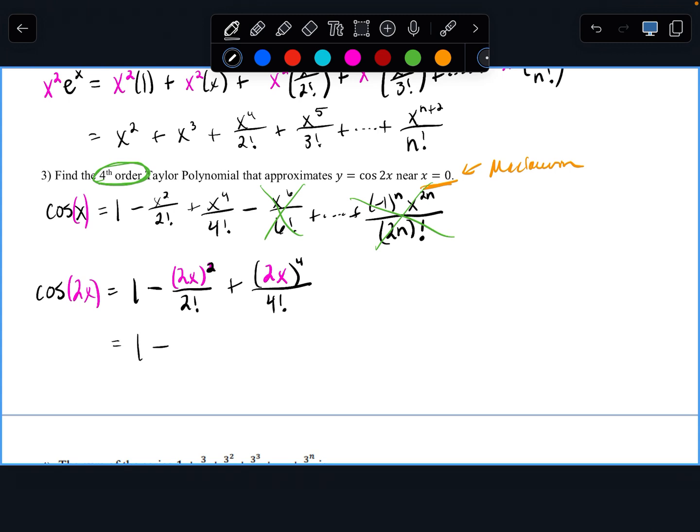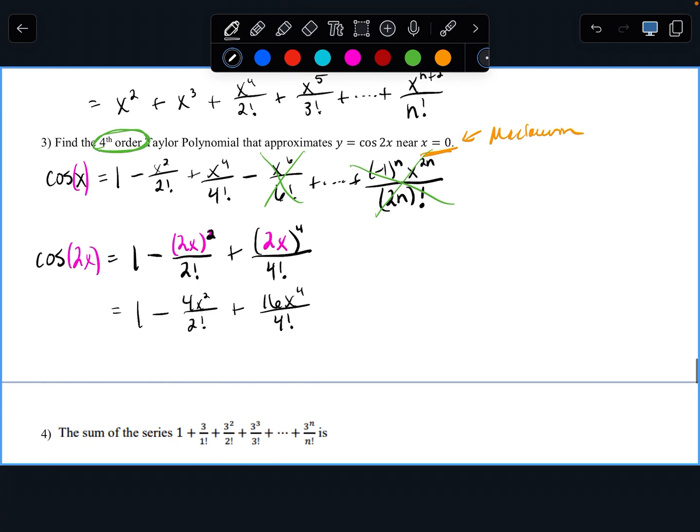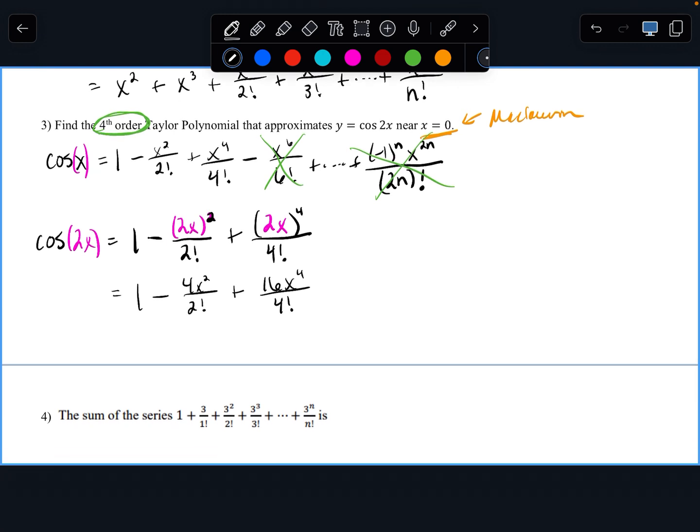So when you simplify this, this would be 4x squared over 2 factorial, and this would be 16x to the 4th over 4 factorial. And then they usually expect you to simplify that. Especially multiple choice like these, they're usually simplified on no calculator. So just FYI. That one's not too bad. That one should just be 2x squared.